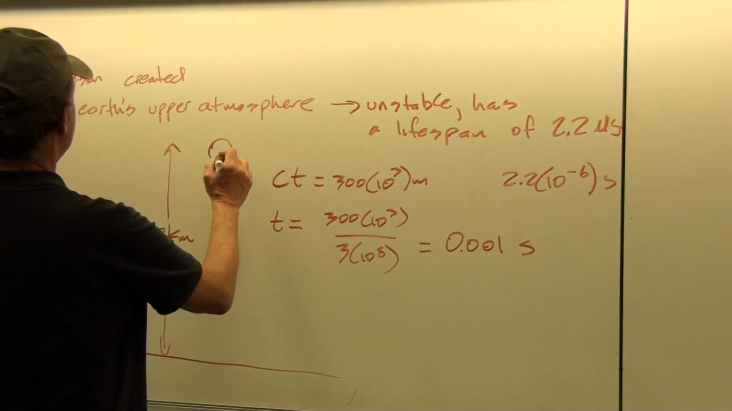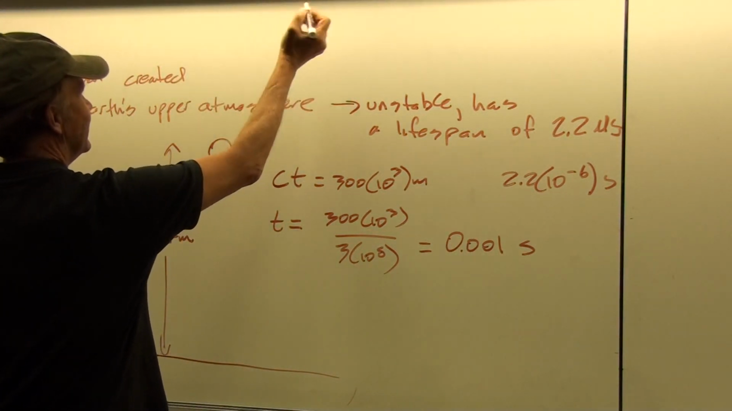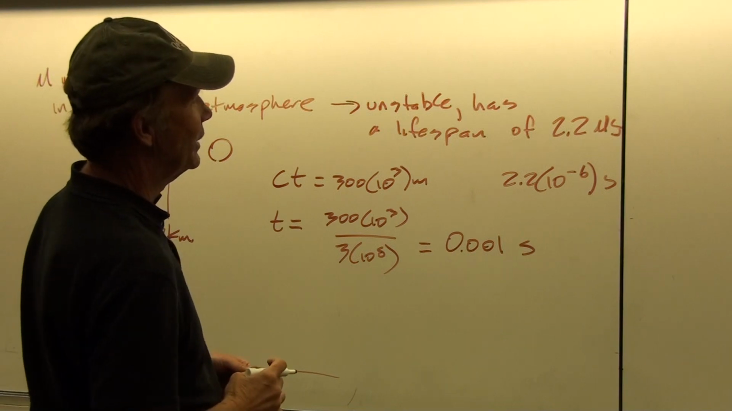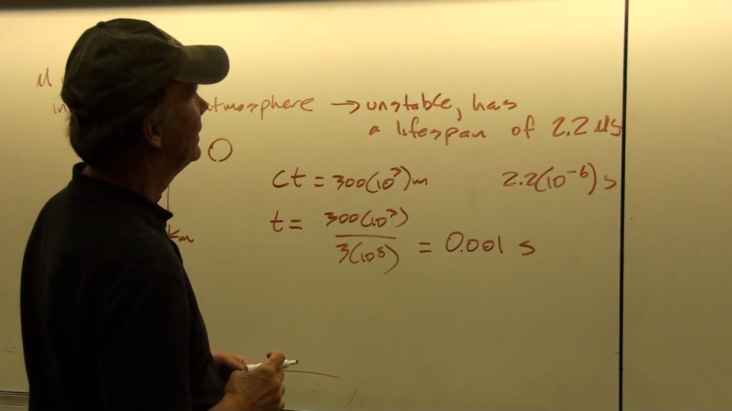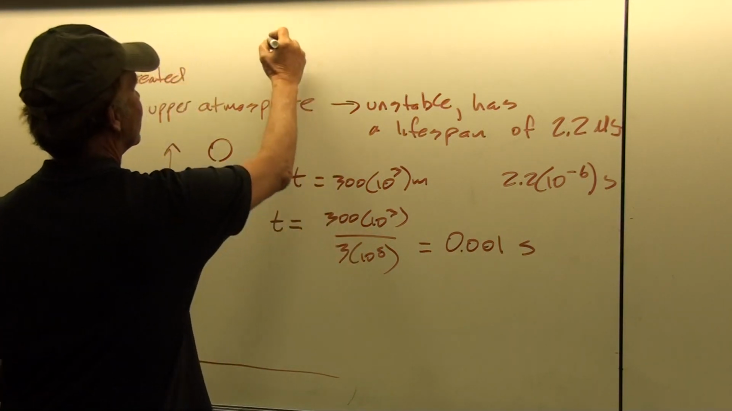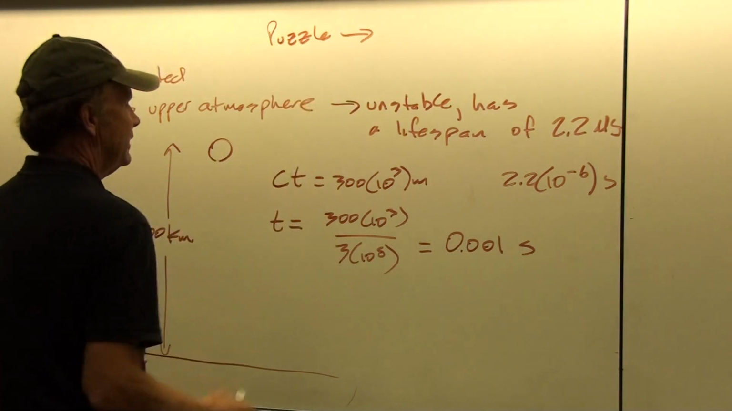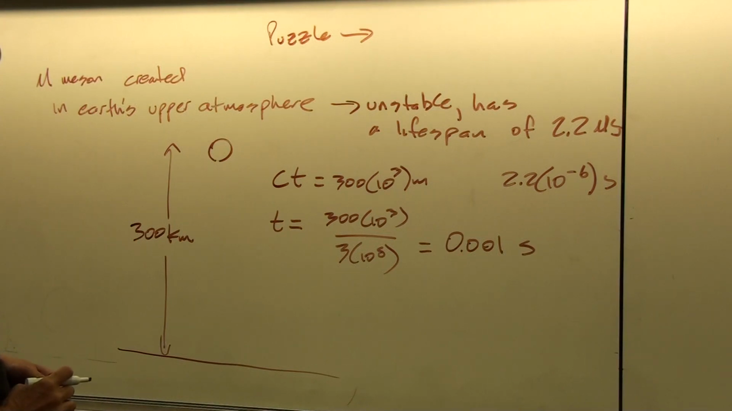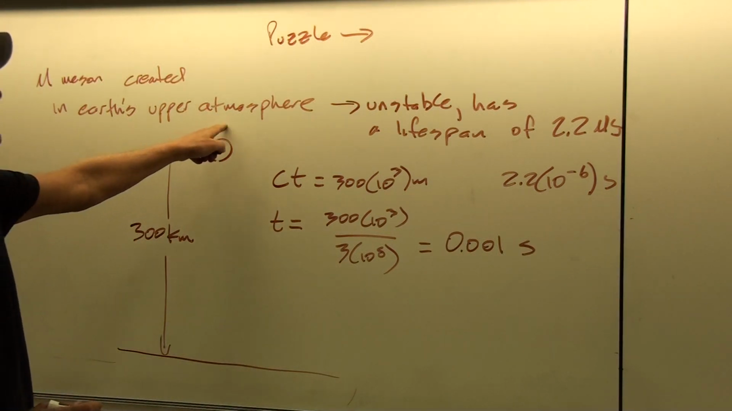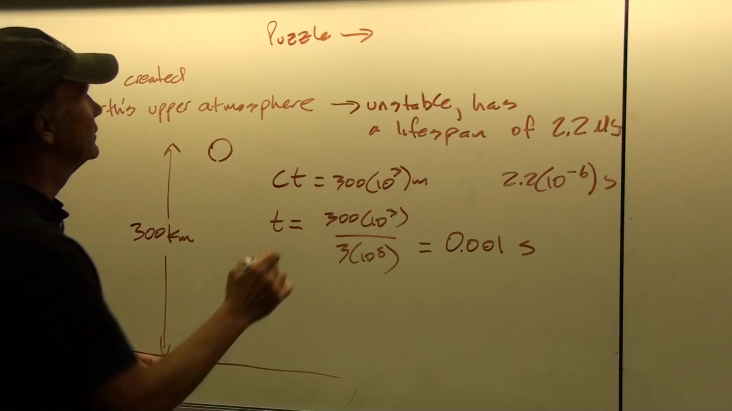However, this is the paradox, or you shouldn't call it exactly a paradox, but here's our puzzle. Let's call it a puzzle. We find that many mu mesons make it to the Earth's surface.